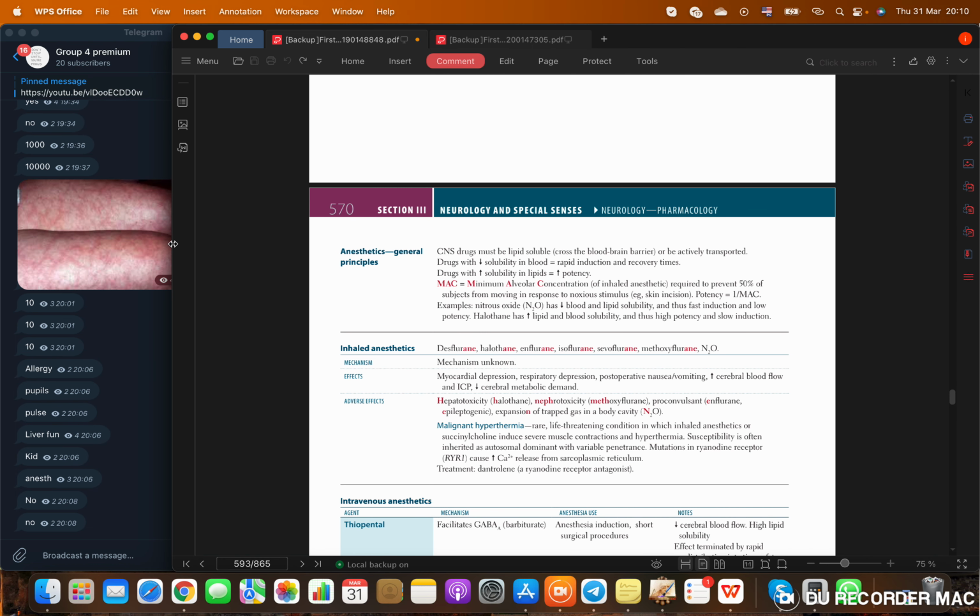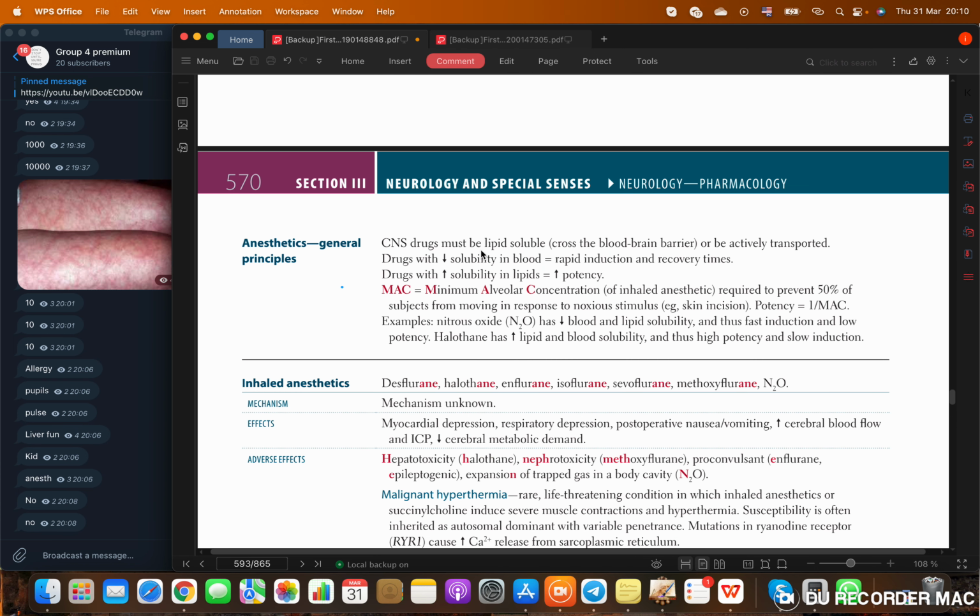So, CNS drugs must be lipid soluble so they can cross the blood-brain barrier or be actively transported into the brain. So drugs with low solubility in the blood have rapid induction and rapid recovery. Why? If they are less blood soluble, what is blood? Blood is a fluid. So it's another way of saying that it's not water soluble. So if it's not water soluble, that means that it's lipid soluble. So that will mean that it will pass really quickly to the blood and then really quickly to the brain, right? So rapid induction and recovery times.